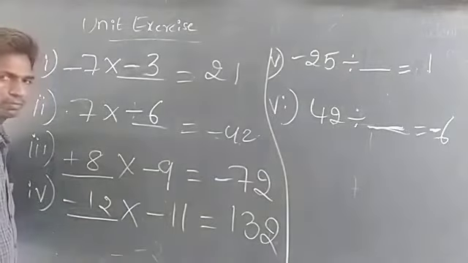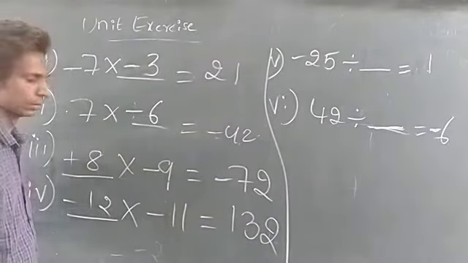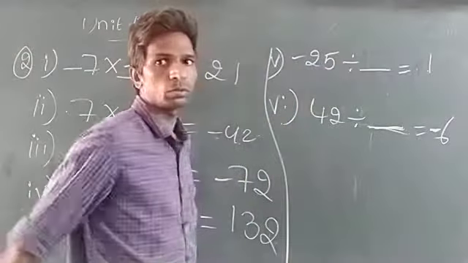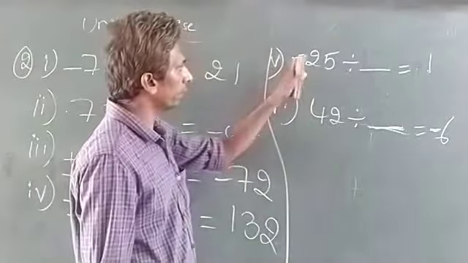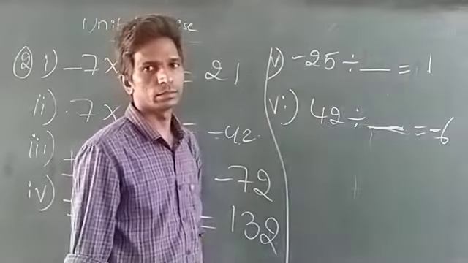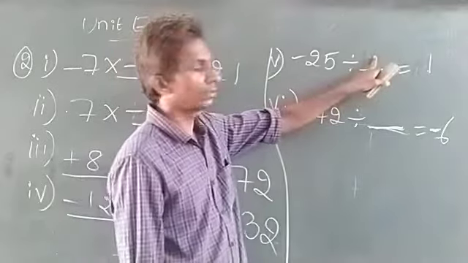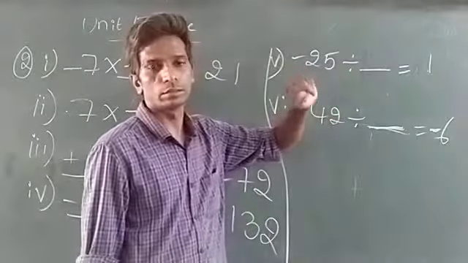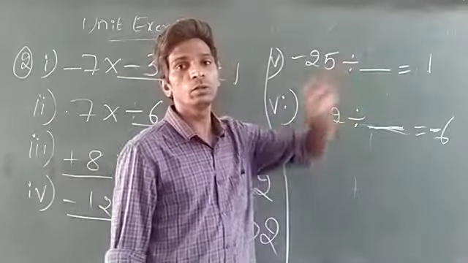11 ones are 11. So 11 into 12 into 11, you will get 132. Here you want to do the division. So minus 25 divided by something is there. You want to know that blank, so that equal to 1 you want to get.